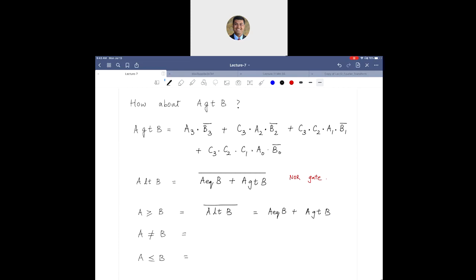How about A not equal to B? Well, not equal to B is simply going to be A equal to B complemented. How about A less than or equal to B? Well, A less than or equal to B should be A greater than or equal to B complement, or greater than B complement, which is what? A equal B or A less than B.